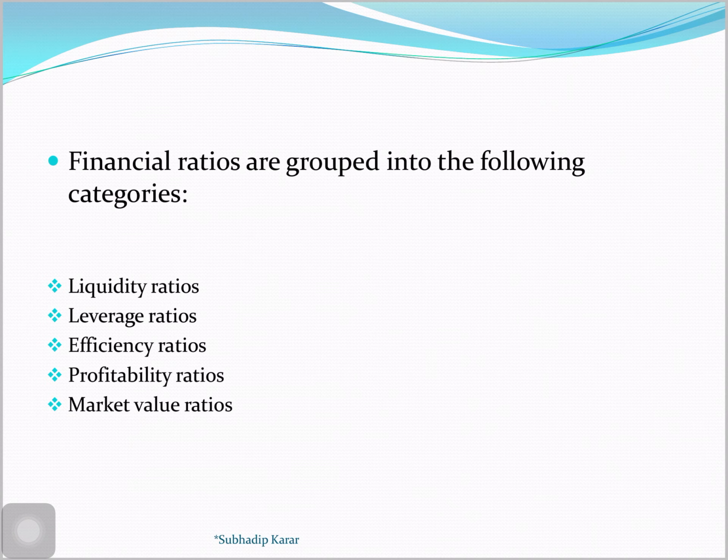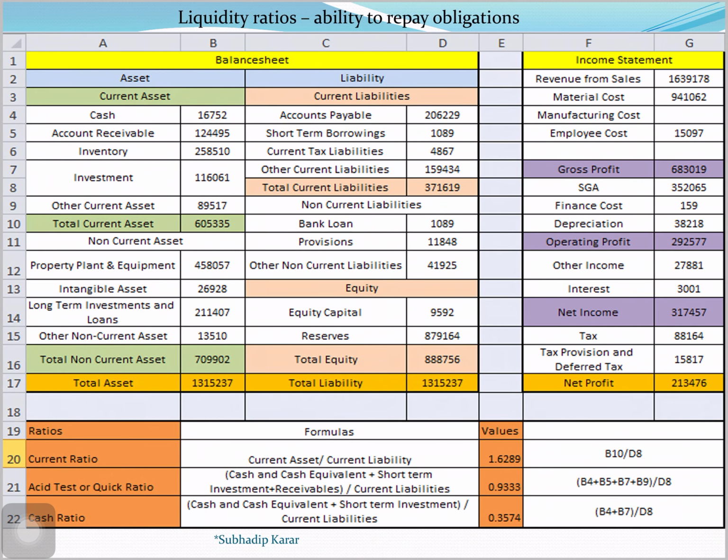These financial ratios are grouped into five categories depending upon their derivations. These are liquidity ratios, leverage ratios, efficiency ratios, profitability ratios, and market value ratios. Let's take them one by one and see how to calculate them and what their meaning is.